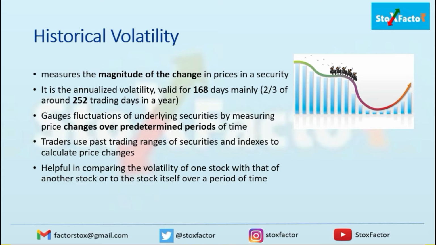It is generally used to gauge the fluctuations of the underlying security over a predetermined period of time, like in the previous data. And traders use this historical volatility in order to gauge the price movements. So basically it is helpful in comparing the volatility of one stock with another stock, or with the stock itself over a period of time. But this is historical data. It doesn't tell much about the future movements. It generally provides you a view of how the movement was happening within a year, right? And based on that, you can make a view about that stock for the near future.